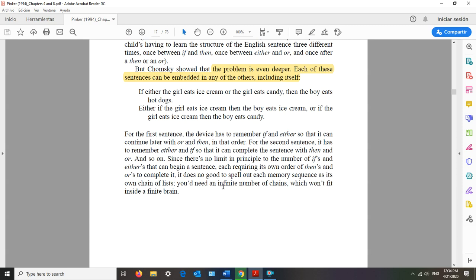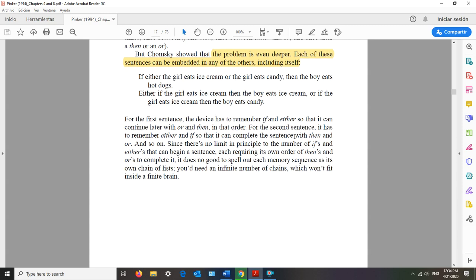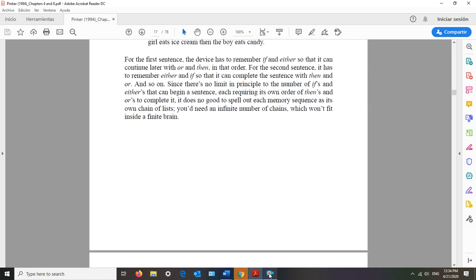You see? So this is proving that knowing how to produce such sentences is a lot more than putting the words one after the other, just like a word chain device would do.